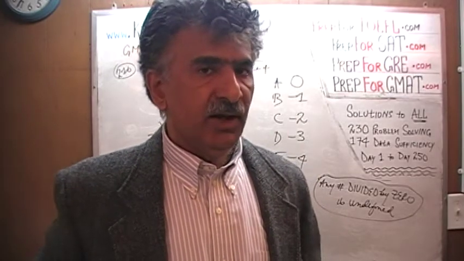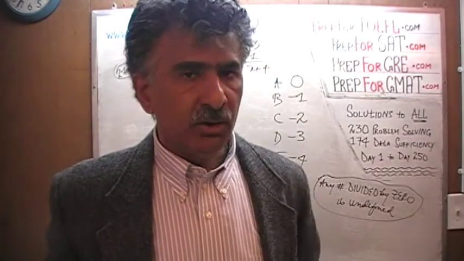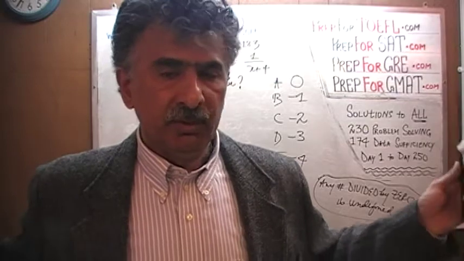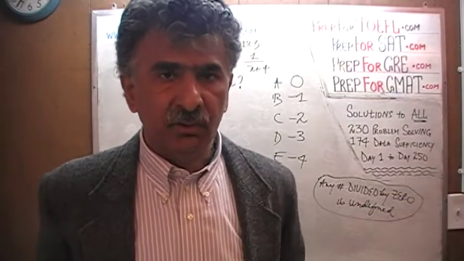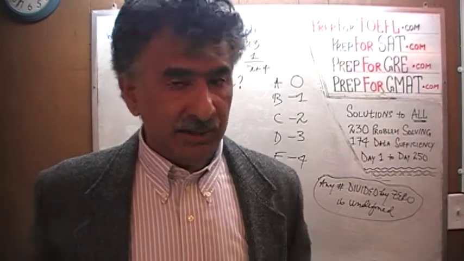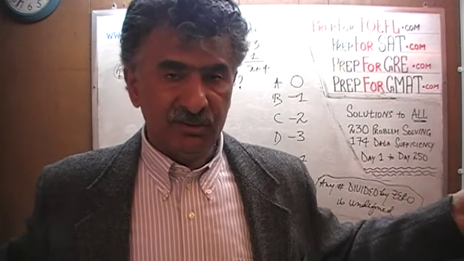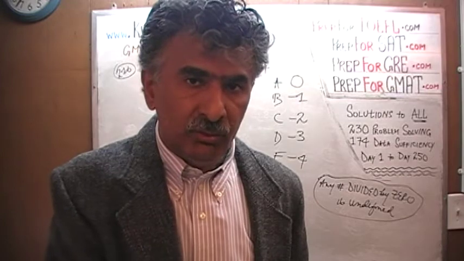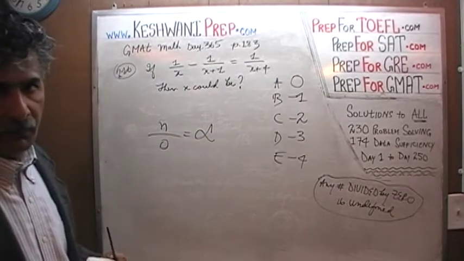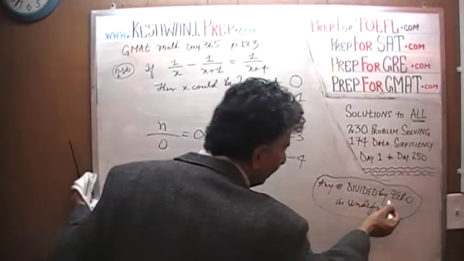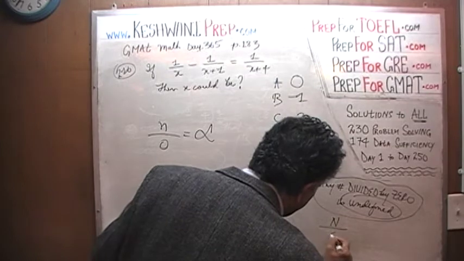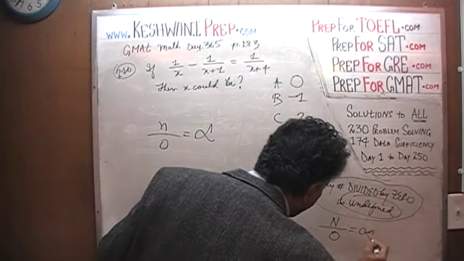It simply means the quantity gets so huge. 1 divided by 0.00000000001 may be 300 trillion, or 500 trillion, or trillion times trillion times trillion, but eventually it gets so large that we can't write it anymore. It explodes. If you get the bottom as close to zero as possible, it becomes infinity. That's what this says. Any number divided by zero is undefined. And this is how we write it: any number n divided by zero equals infinity.